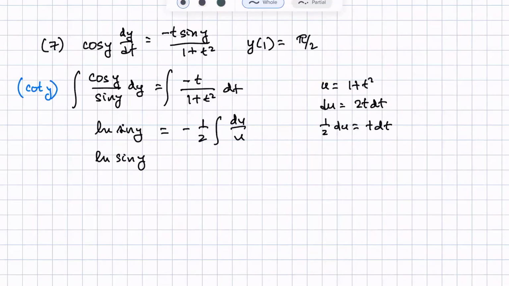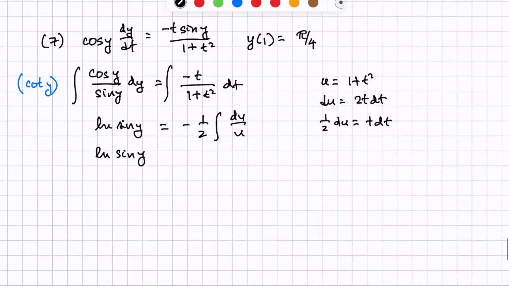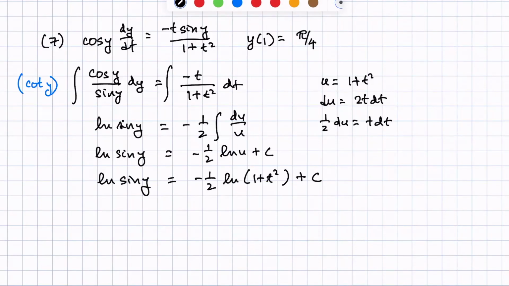Oh, actually, let's make the initial condition y of 1 equals pi over 4. And I'll explain why I made that change in just a little bit. Equals minus 1/2 ln of u plus c. So ln of sine y is equal to minus 1/2 ln of 1 plus t squared plus c.